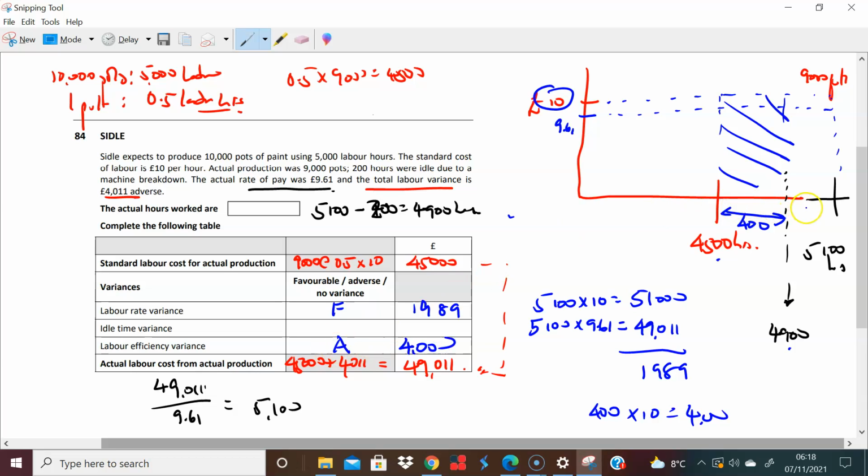And in terms of idle time, here's your idle time. 200 hours, we know that, times 10 as well. So that's 2,000 adverse as well. When you map all this, you see that all this nicely connects. This 1,989 favorable and these two of 6,000 give you an overall 4,011 adverse variance. Awesome, great stuff. Hope that helps.